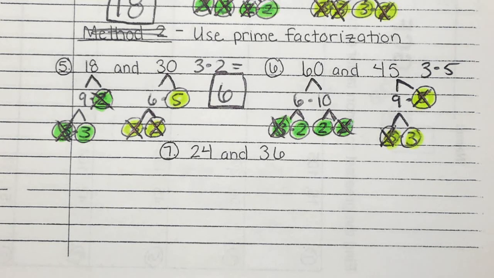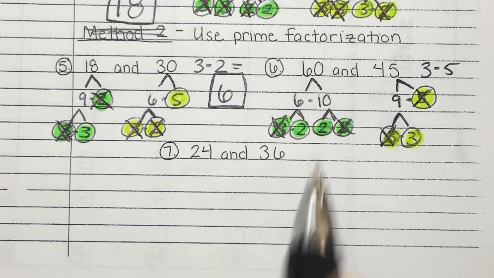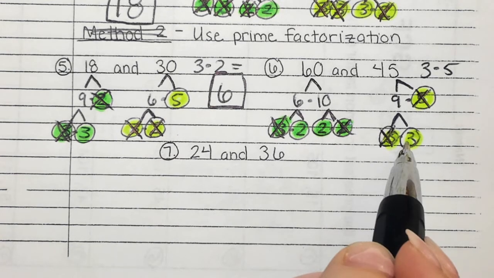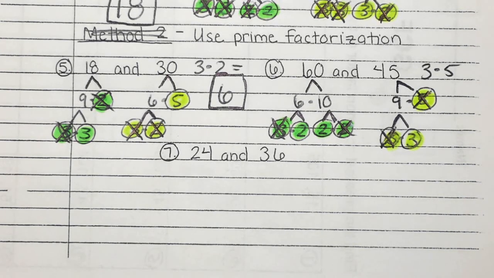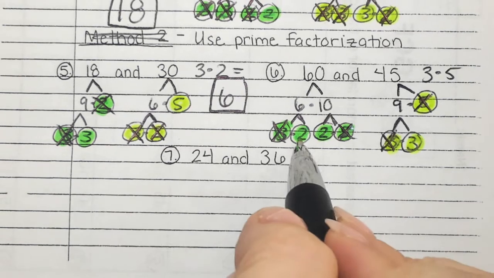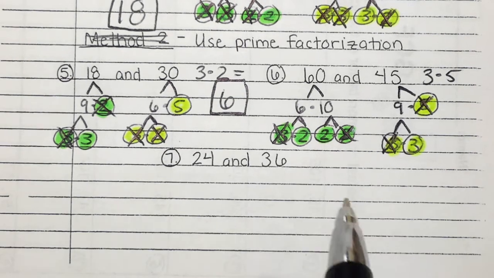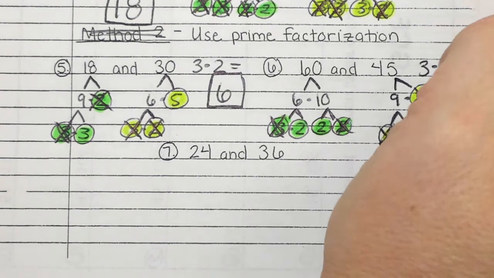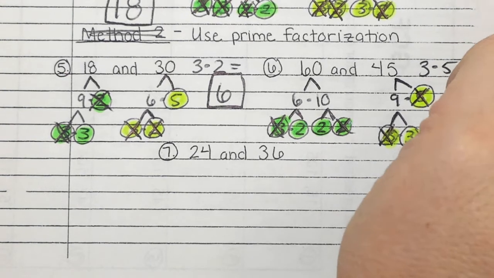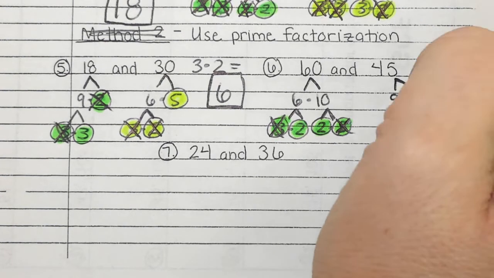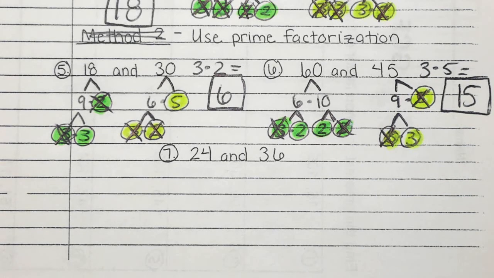What's another number that they have in common? RJ? Nothing. It was a trick question. I was trying to trip you up. All right, so this one only has 2s. That one has a 3. There's nothing that they both have. Remember, the 2s would have to be in the yellow and the green. So 3 times 5 equals? 15. So the biggest number that will go into 60 and into 45 is 15.